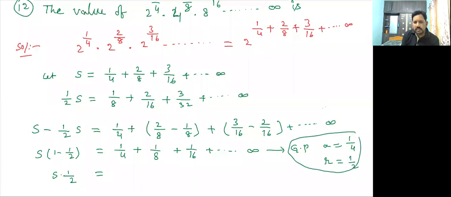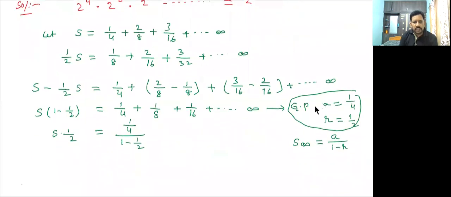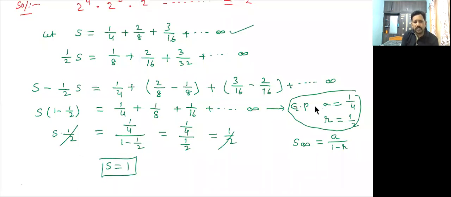Remember the sum of an infinite GP formula: A by 1 minus R. Here A is 1/4, divided by 1 minus 1/2. Doing the calculation, 1/4 divided by 1/2 is 1/2. So the 1/2 cancels, and that S value should be 1. S means this summation.